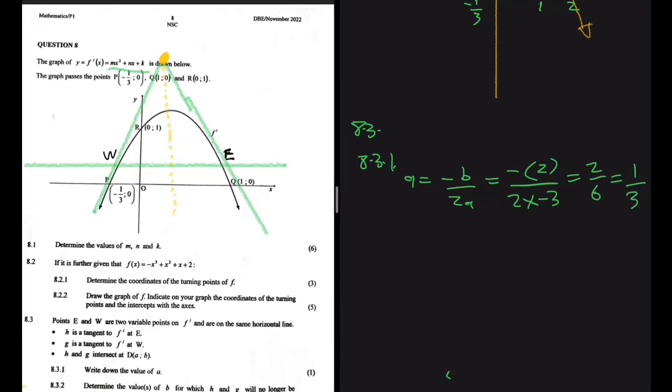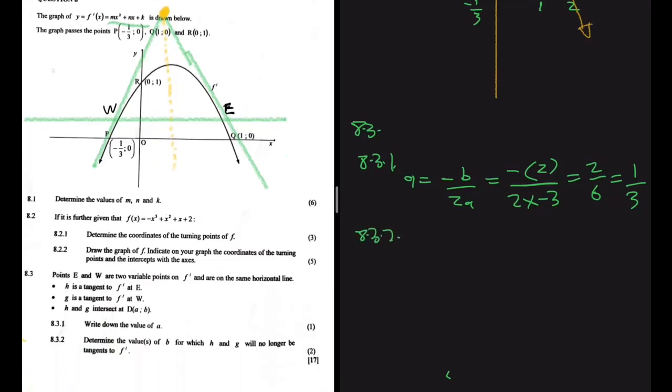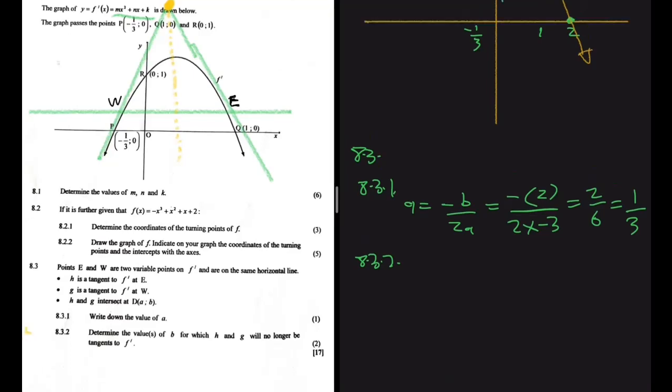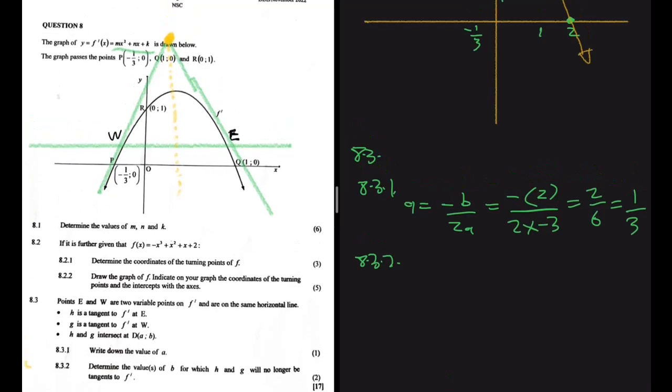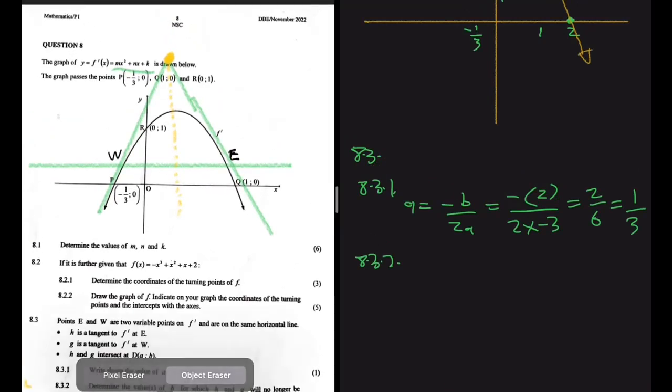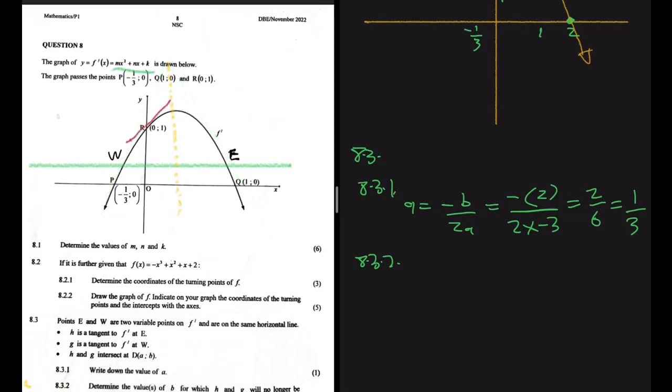Now let's do 8.3.2. It is saying determine the values of B for which H and G will no longer be tangents to f, right? Now let's go to a sketch so that I can show you something, right? So let me just erase these tangents here. So we can have tangents that look like this, right?